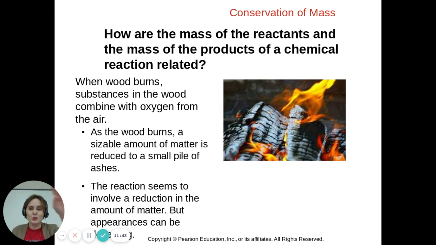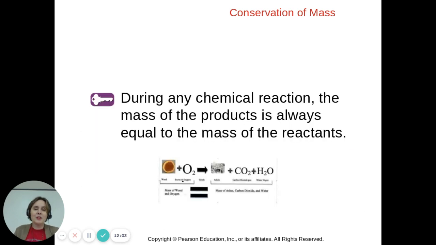If you were able to close the system and keep everything together, you'd see that the 5 pounds of carbon in the log and then the oxygen in that system could be equal to the ashes you get and the amount of carbon dioxide that you get at the end as products. During any chemical reaction, the mass of products is always equal to the mass of the reactants. In this case, you've got some wood burning and oxygen. You have your mass of ashes, and if you were able to capture the carbon dioxide gas and weigh it, you could add that to the mass of the ashes.